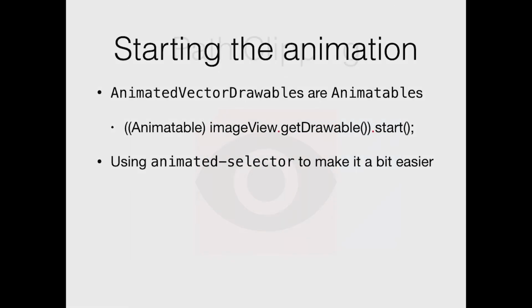And then the last thing I want to show is kind of how you actually start this. Animated vector drawables are actually animatables, meaning that they have start and end instructions or methods. And starting in version 24, they also have listeners, so you can listen to when it ends and react to that. And you're also able to use animated selectors, which lets you define start and end vector drawables and define transitions between the states.